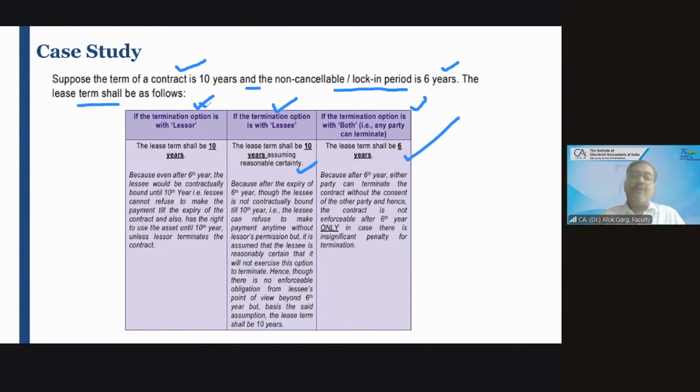If the termination option is with lessor only, then lessee के पास कोई right ही नहीं है ना. Then the lease term will be 10 years, because even after 6 years, the lessee would be contractually bound until the 10th year. That is, lessee cannot refuse to make the payment till the expiry of the contract, and also has the right to use the asset until the 10th year, unless lessor terminates the contract. Clear? Is it clear? Clear.